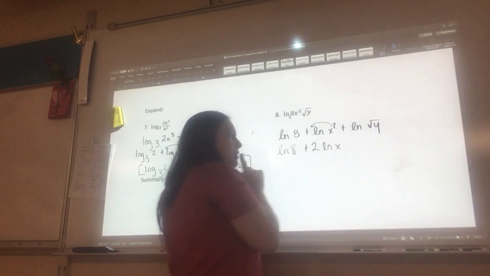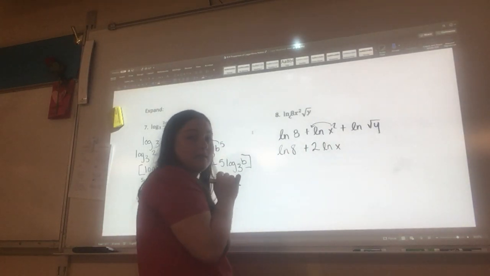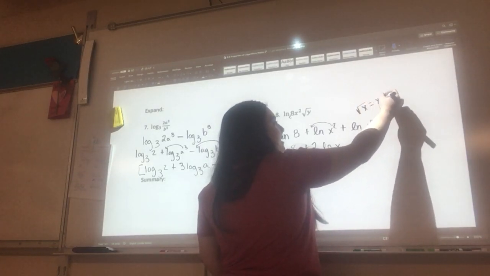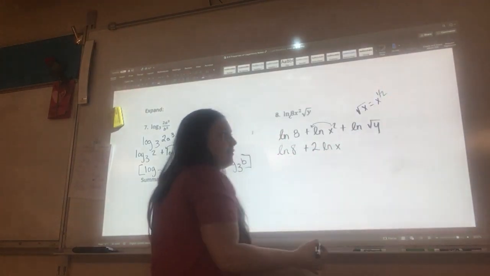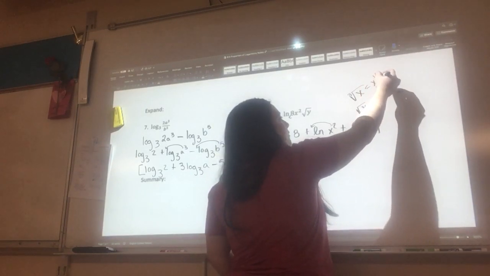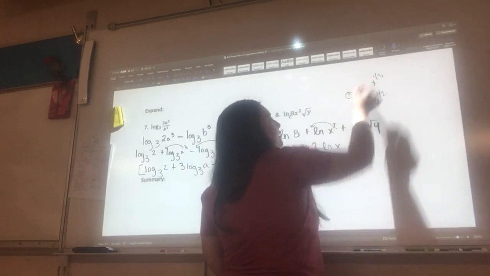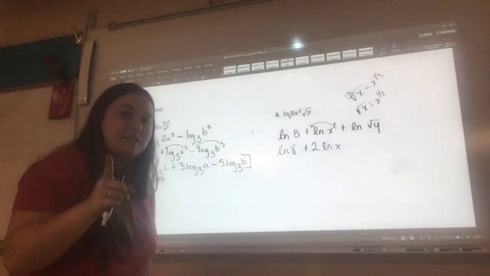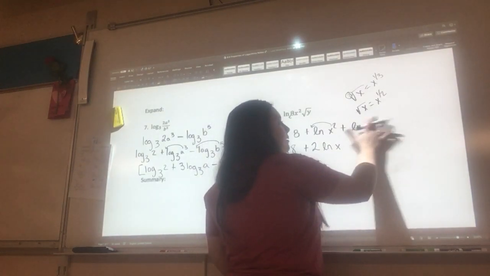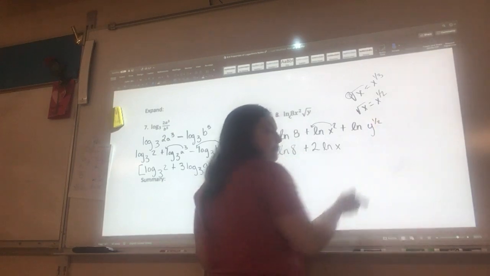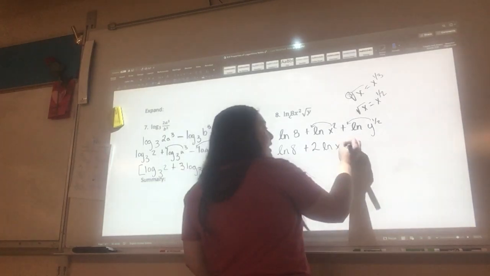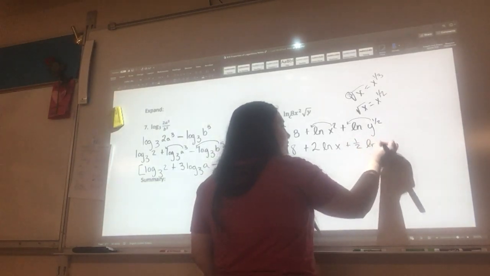This last one, can I do anything to it? The answer is yes. We have to remember that the square root of any number is the same thing as an exponent of a half. That also means if you have a cubed root of any number, it's an exponent of 1/3. The exponent is 1 over your index. You must remember your exponent rules. So what this says is the square root of y is the same thing as y to the 1/2. So that 1/2 has to come in front because it's an exponent. So we're adding 1/2 ln of y.